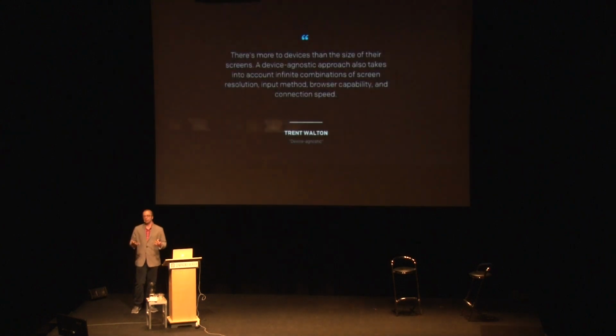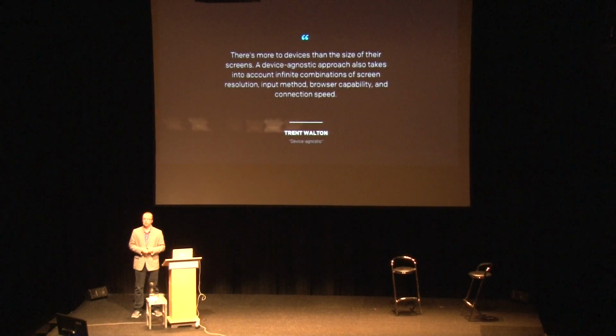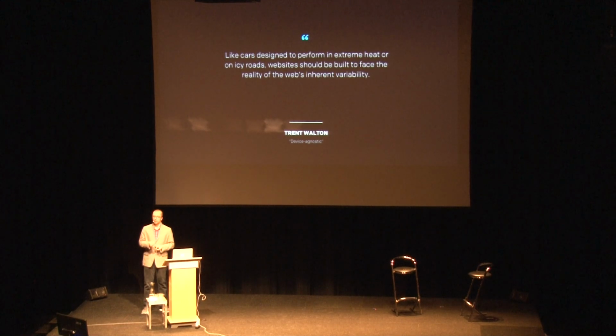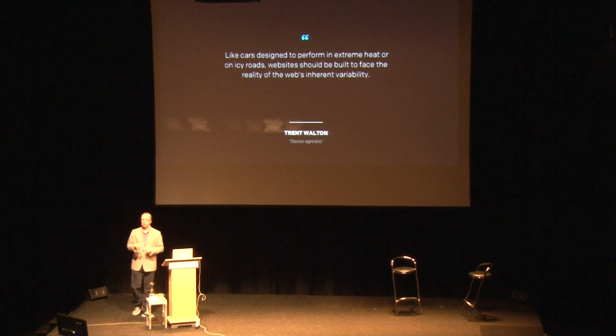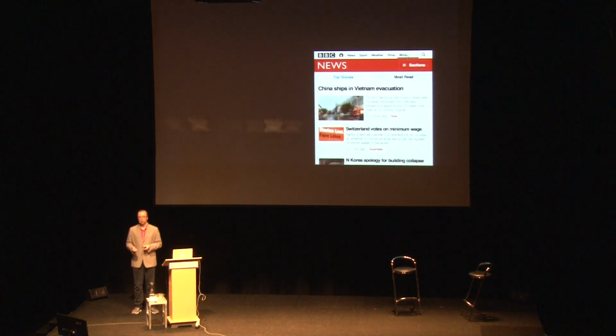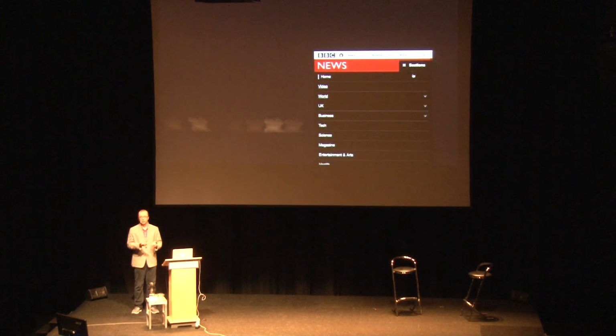And he basically talks about this process and how planning for that volatility from the outset can actually inform the design process and improve the product in the end. And he has this one wonderful quote: like cars designed to perform in extreme heat or on icy roads, websites should be built to face the reality of the web's inherent variability. And I love that. Because layout and adapting our layouts is really only the first step, and we have to plan for the volatility of the web. And I think the beautiful example of this would probably be the BBC News responsive redesign that's in public beta now and is about to become the default experience.